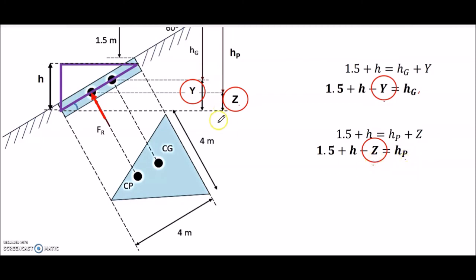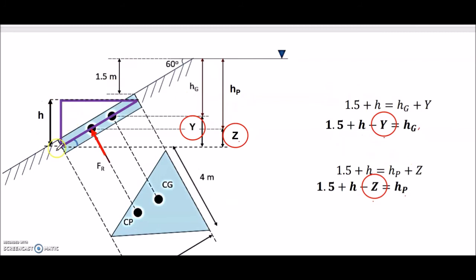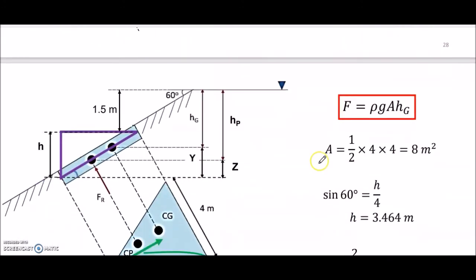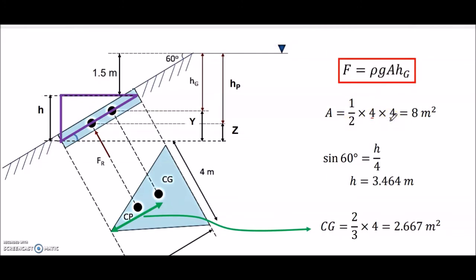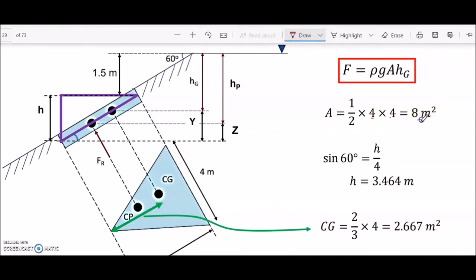So 1.5, okay, plus the h equal to hp plus the z. Alright, and then we put the force equal to rho g A h. So A is half of the 4 times 4, depth times width. It is not a semicircle, it is a triangle, so therefore the formula for the area of a triangle is half of the width times depth, so we get A.